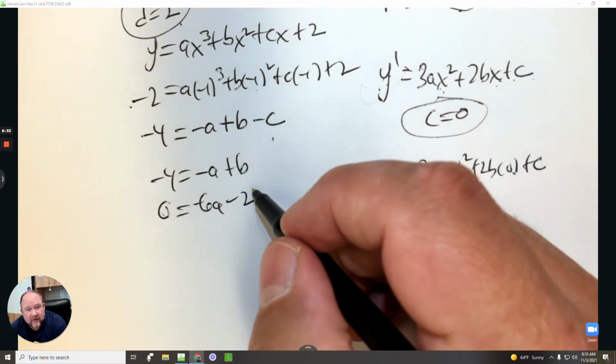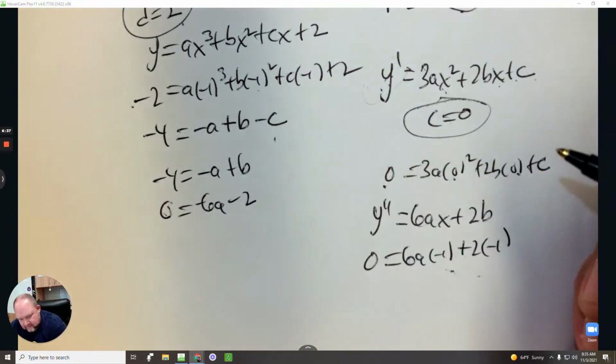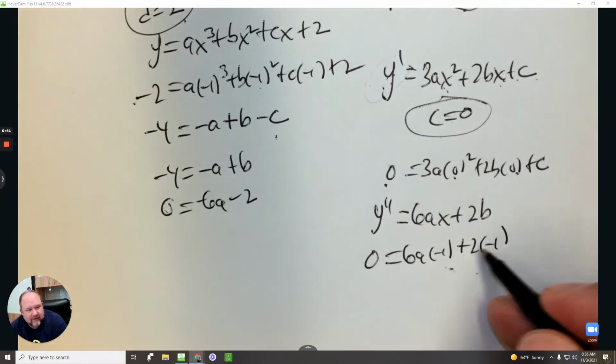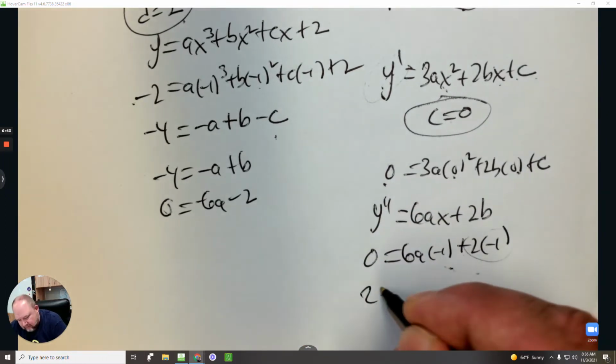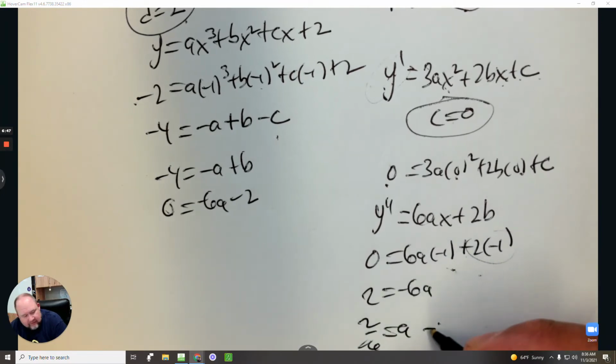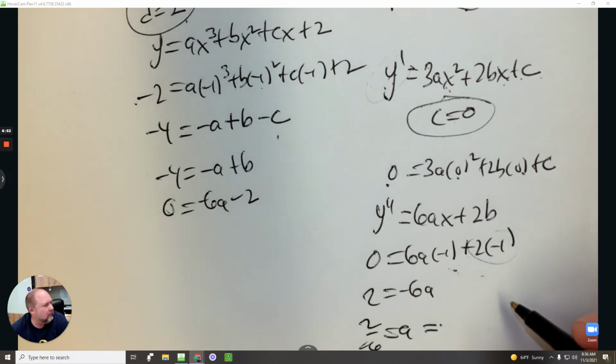So now I need to solve this. I'll multiply by, well, I can solve for a now, right? So what am I even doing here? If I solve for a here, I can add 2 and divide by negative 6. So a is equal to negative 1/3. No. What did I do wrong?